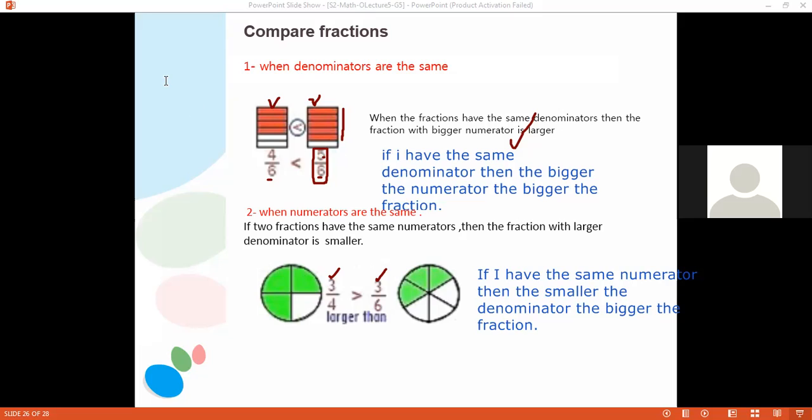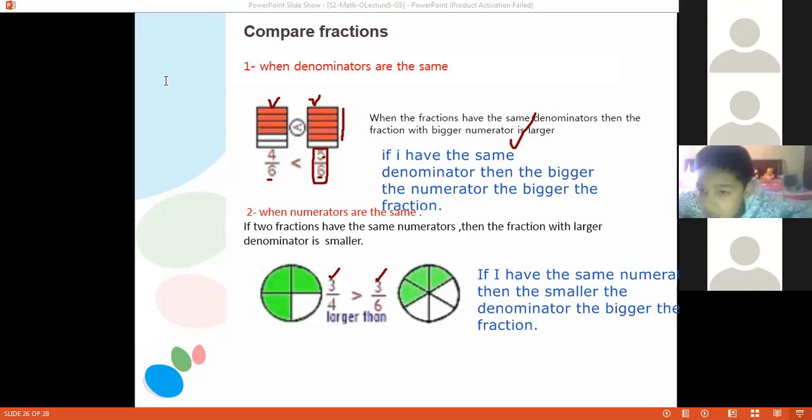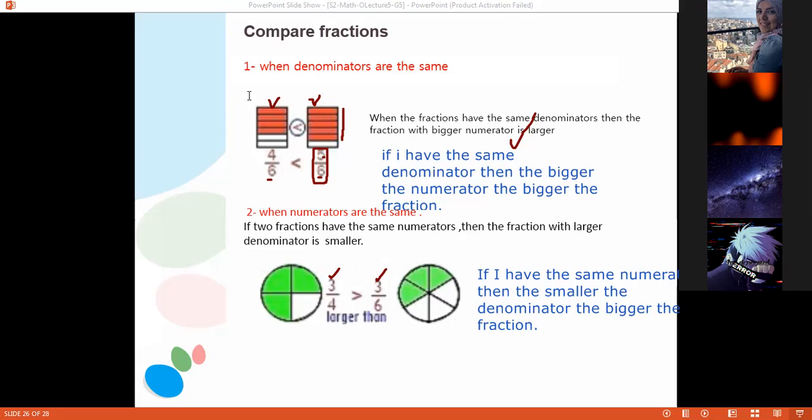So let us try to make some exercises before we continue for the last case, because as you can see, we have 3 cases while comparing. Sometimes you will get the same denominator, sometimes the same numerator, and sometimes you have nothing in common, not the denominator or the numerator. So what should I do? I will teach you later, okay? But now let us focus on these, then I'll explain the third case. So let us start with the exercises.